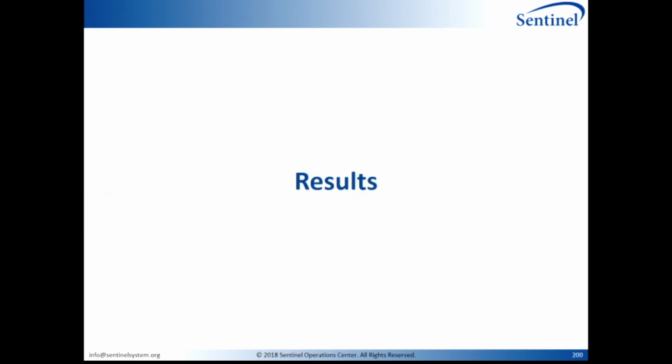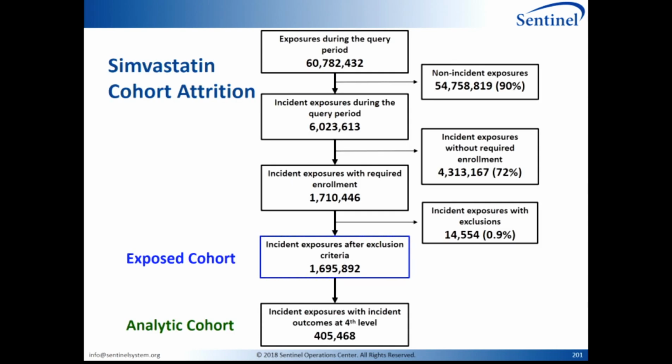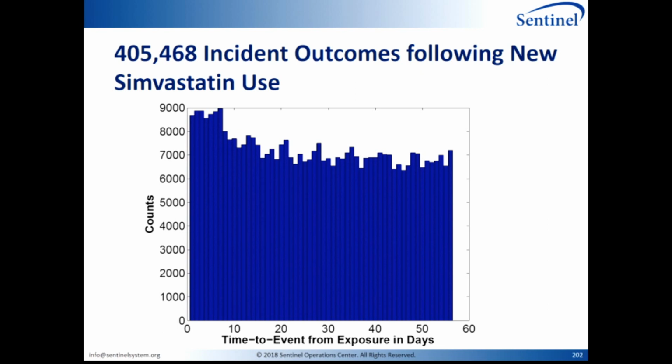So now we'll look at results, since I already showed you the whole attrition table. Here is the attrition table we just saw. Now it's in its entirety instead of as part of a build. Here's the data. So we said we found 405,468 incident outcomes following new simvastatin use.